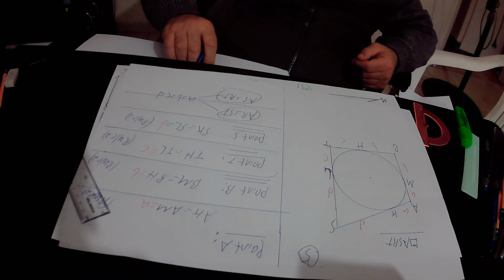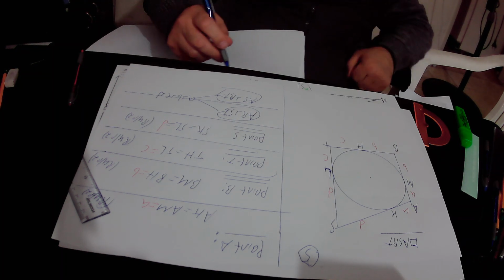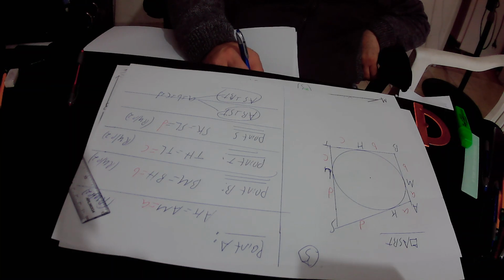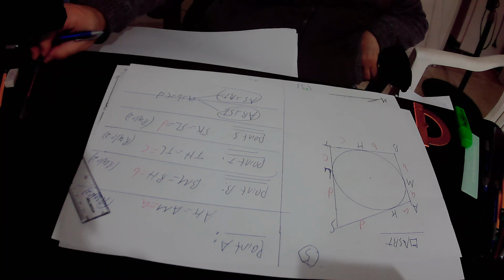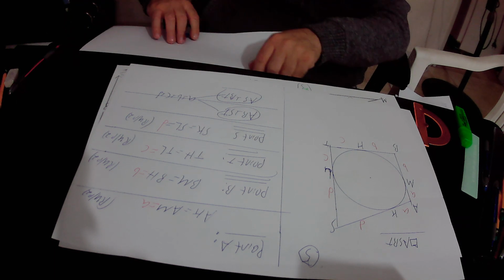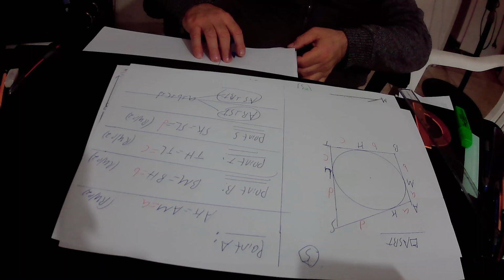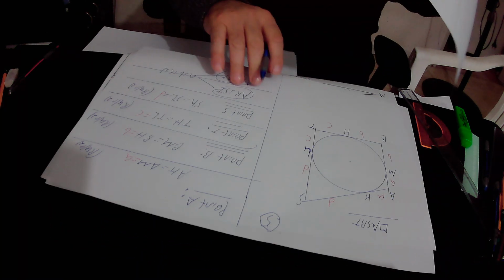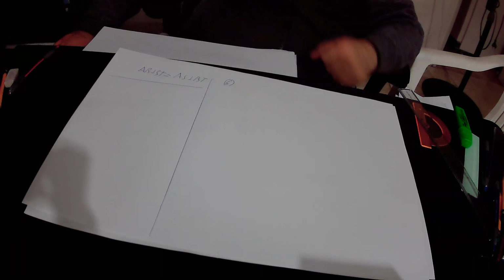Okay? So we actually found out that AB plus ST equals AS plus BT.